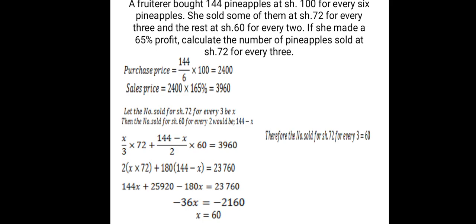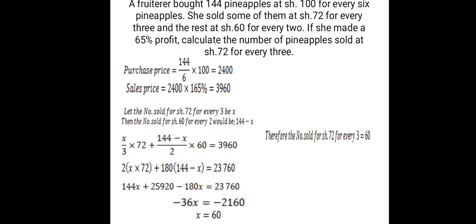Now, the purchase price. How do we get the purchase price? We take 144 pineapples divided by 6 multiplied by 100 shillings. We get that all the pineapples were bought at 2,400 shillings. Now, she made a profit of 65%. So taking 165% multiplied by 2,400, we find that she sold the pineapples at 3,960 shillings.